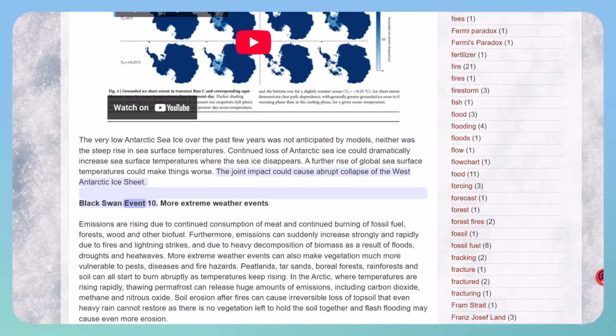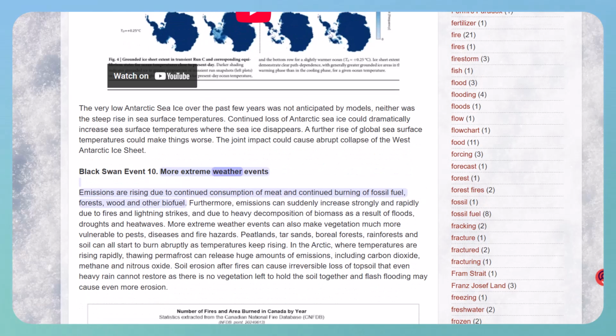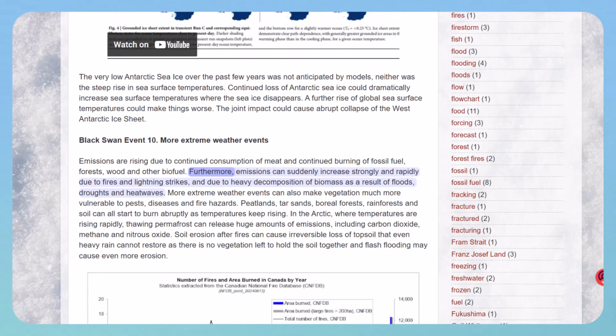Black Swan Event 10. More extreme weather events. Emissions are rising due to continued consumption of meat and continued burning of fossil fuel, forests, wood, and other biofuel. Furthermore, emissions can suddenly increase strongly and rapidly due to fires and lightning strikes, and due to heavy decomposition of biomass as a result of floods, droughts, and heat waves.